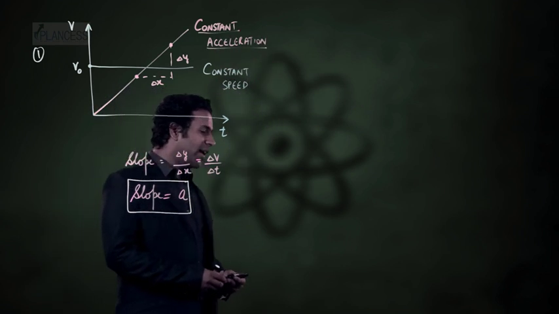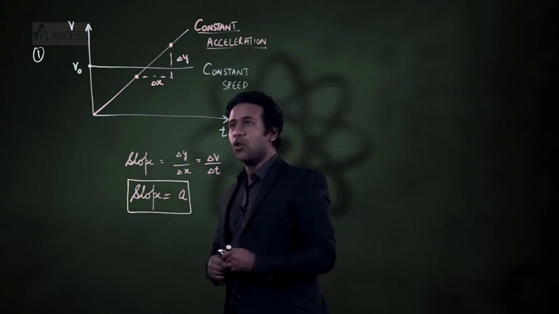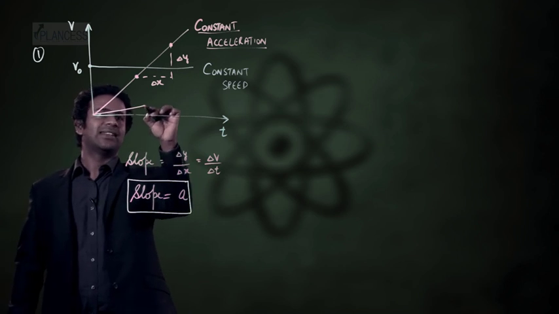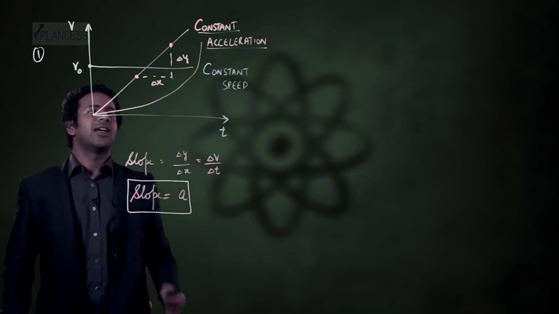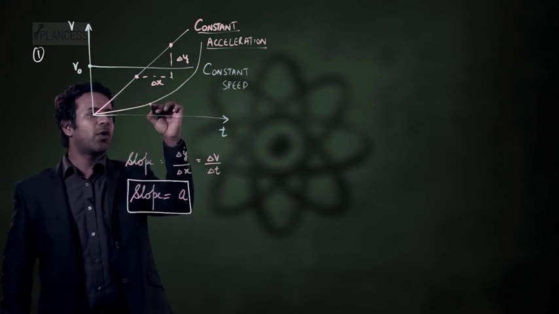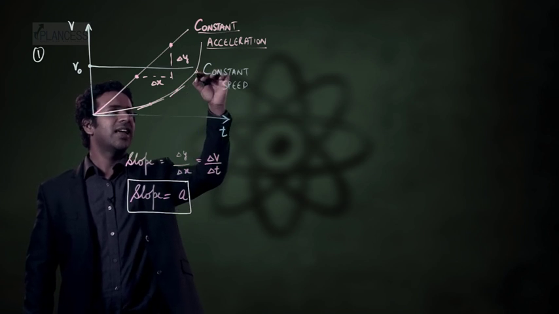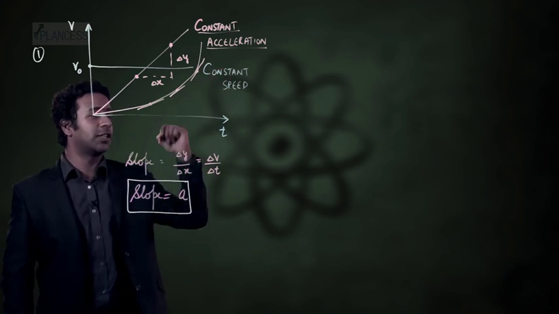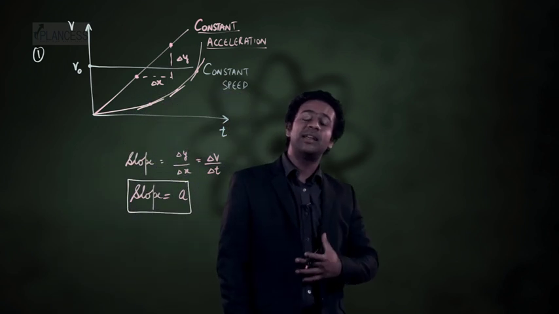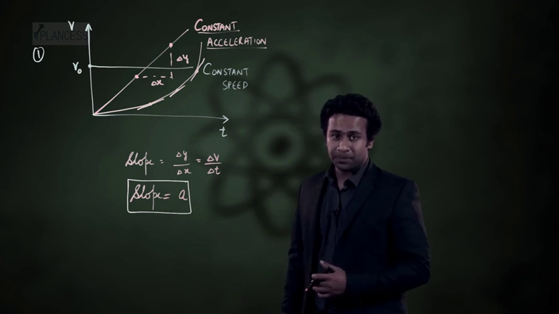On the other hand, if you had a line which does not have a constant slope, that is, it is curved, for example, take this. Now, this line has a continuously varying slope. At this point, you can see the slope is less. At this point, it increases. At this point, it increases further. So, this line has a variable slope. Hence, it represents a situation where the acceleration is variable.